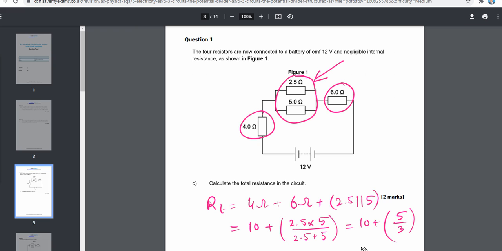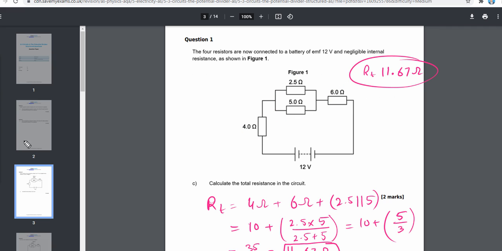And I'll add that into 10. So I'll get 35 over 3 as the answer. 35 over 3 will be equal to 11.67 ohms. So this will be my total resistance, 11.67. I'll just write it here, maybe I need that in the next part. So it's 11.67 ohms, RT, the total resistance. All right, so let's move on to the next part.